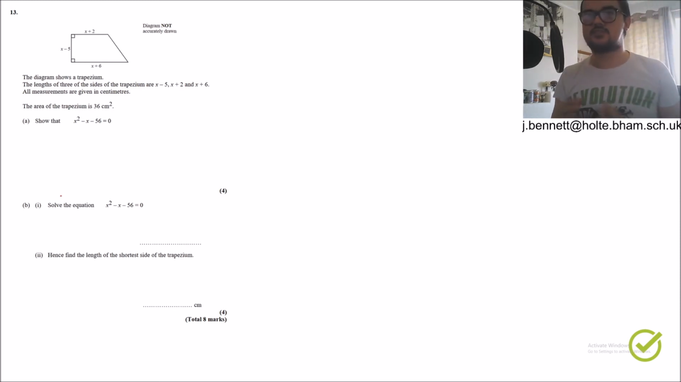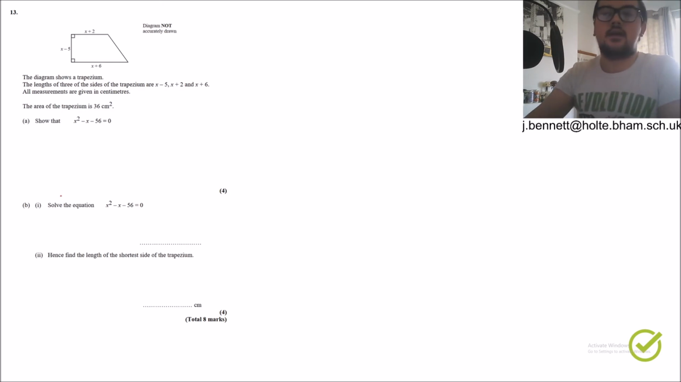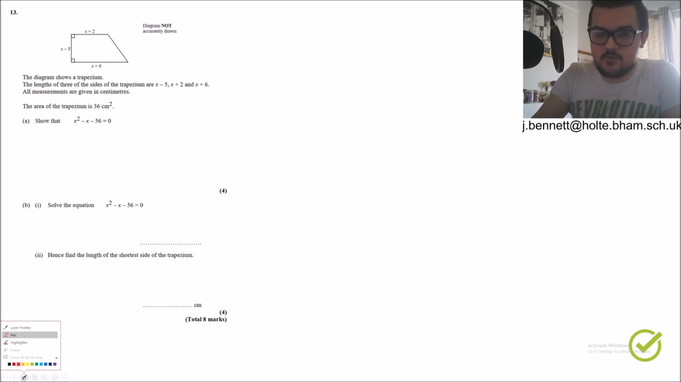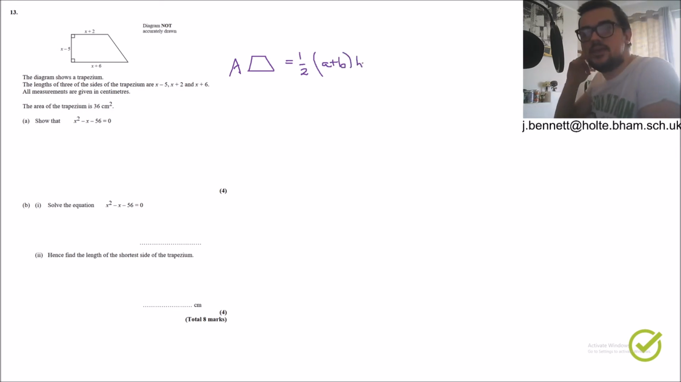I'm going to go through this question with you using the formula of finding the area of a trapezium. Now the area of a trapezium is, where's the pen? Okay, I'm going to change the colour. So we're going to do the area of a trapezium is half A plus B H, where A and B are these two things here, and H is the height.